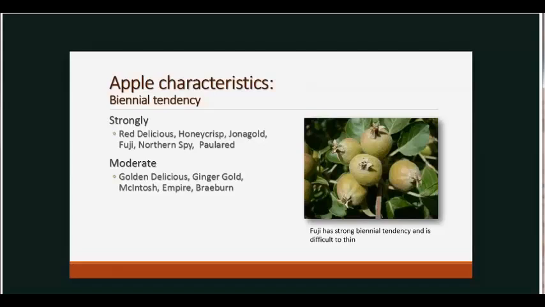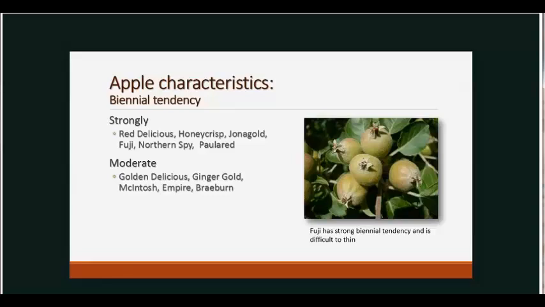All of these are very challenging to not only thin them, but also to get them to have a nice uniform crop from year to year to year. Some that are somewhat moderate in that level would be Golden Delicious, Ginger Gold, McIntosh, Empire, Braeburn. And again, I'm just giving you examples of some of these, but the ones that I'm listing are probably the ones that are more well known for having these characteristics.